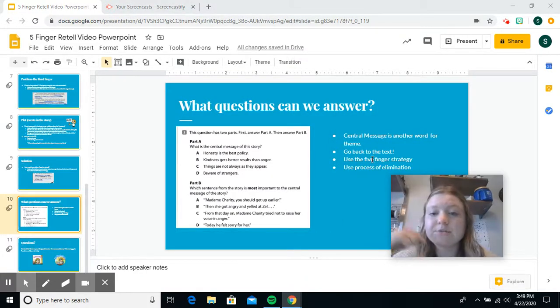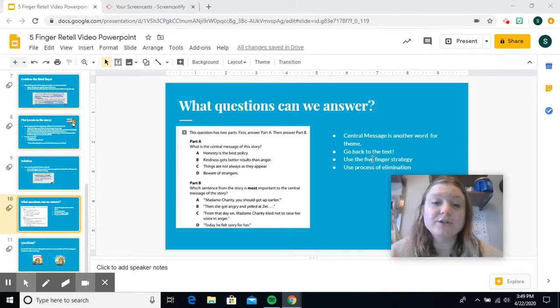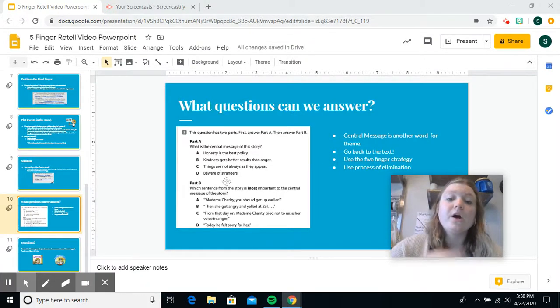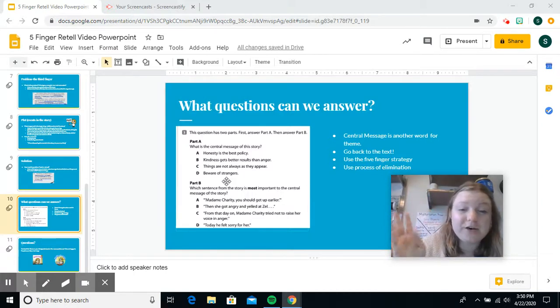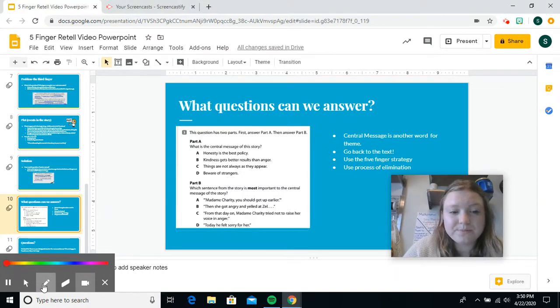Alrighty, so to get started, first I want to let you guys know that central message is another word for theme. We have learned theme in our class, which is kind of like the lesson that a character learns at the end of the story. They call it in the packet central message. So central message is another word for theme. So always to answer questions like this, either in your packet or in any other work, always go back to the text. Go back to the text, right? And then use what we've just learned. Use your 5-finger strategy, okay? Is this about characters? Is this about setting, the problem, the plot, the solution? What's going to help me answer this? And then we're going to use process of elimination, right?